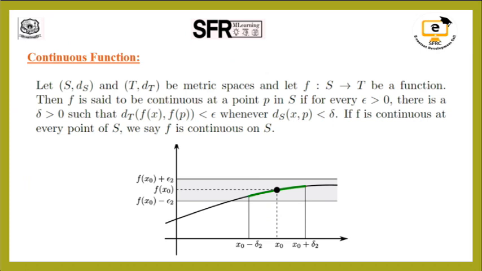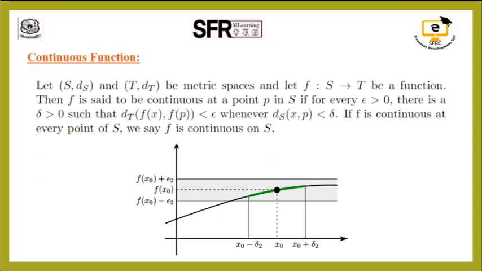So, here comes the definition of a continuous function. Suppose we have two metric spaces S and T, and a function f from S to T, right. Then f is said to be continuous at a point P in S if, given epsilon greater than 0, we can find a delta greater than 0 such that if the distance between x and P is less than delta, then the distance between f of x and f of P under the metric dt is less than epsilon.